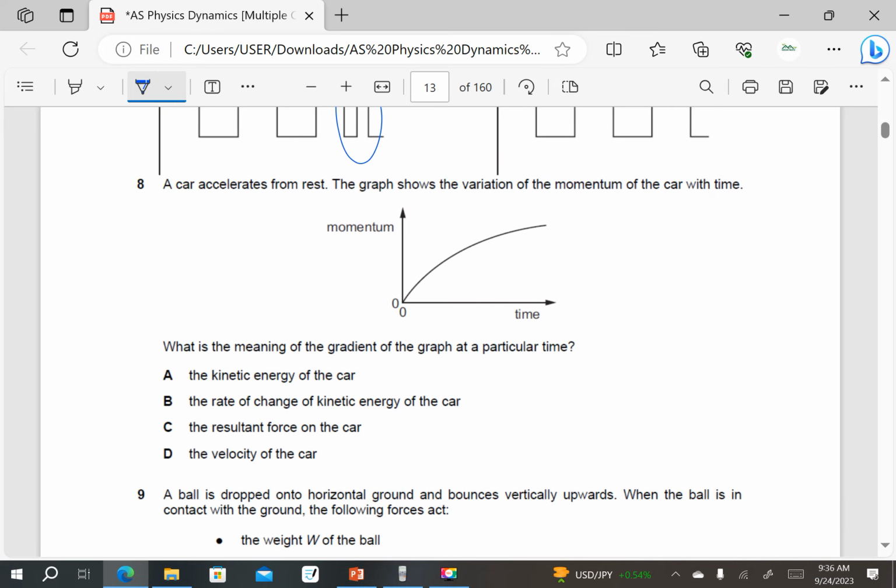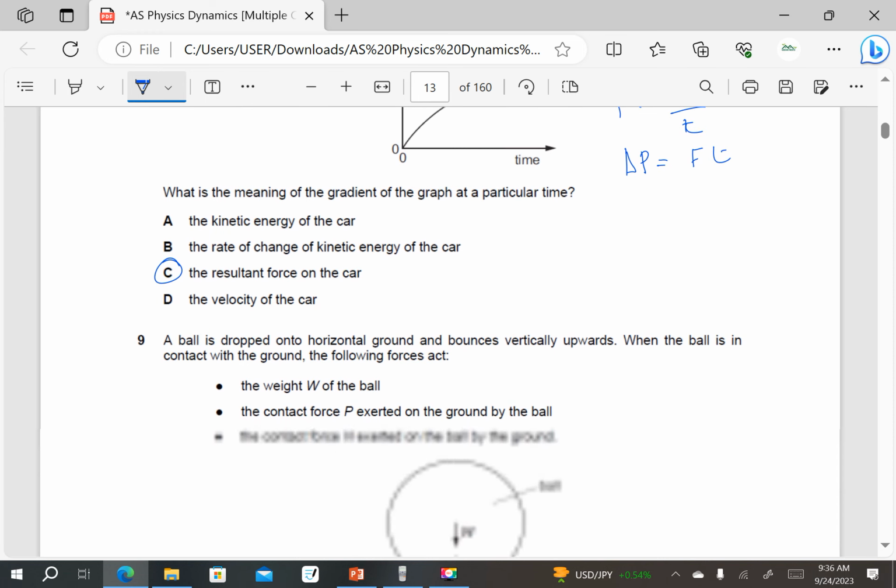A car accelerates from rest. The graph shows the variation of momentum of the car with time. It's a graph of momentum. What is the meaning of the gradient of the graph at a particular time? We know that force is defined as the rate of change of momentum. So if I have a graph of momentum, change in momentum is equal to force times time. So if I try to find the gradient of a momentum-time graph, I think that is force, or the resultant force actually. So the answer here is automatically D. The resultant force is the rate of change of momentum.